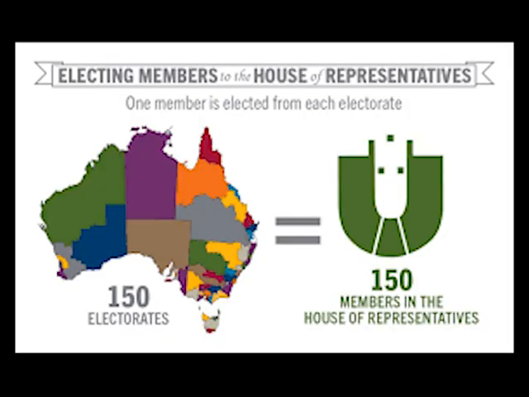The first house is the House of Representatives. This is where laws are introduced and debated. The House is made up of 150 seats. Each seat represents an Australian electorate. Electorates are small districts, each of equal population, that elect one seat to the Australian Parliament every 3 years.